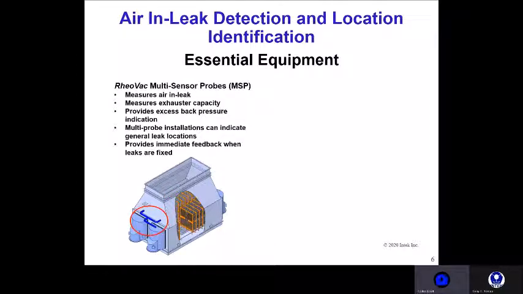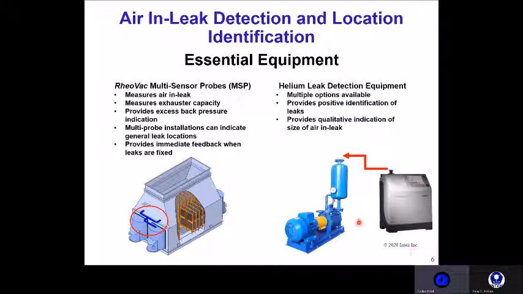The REEVAC instrument provides real-time values for air in-leakage and exhauster capacity. This information provides an indication of when a stagnant zone is causing excess back pressure within the condenser. Using multiple REEVAC probes can also provide information on general leak locations, as well as immediate feedback when a leak is found and fixed.